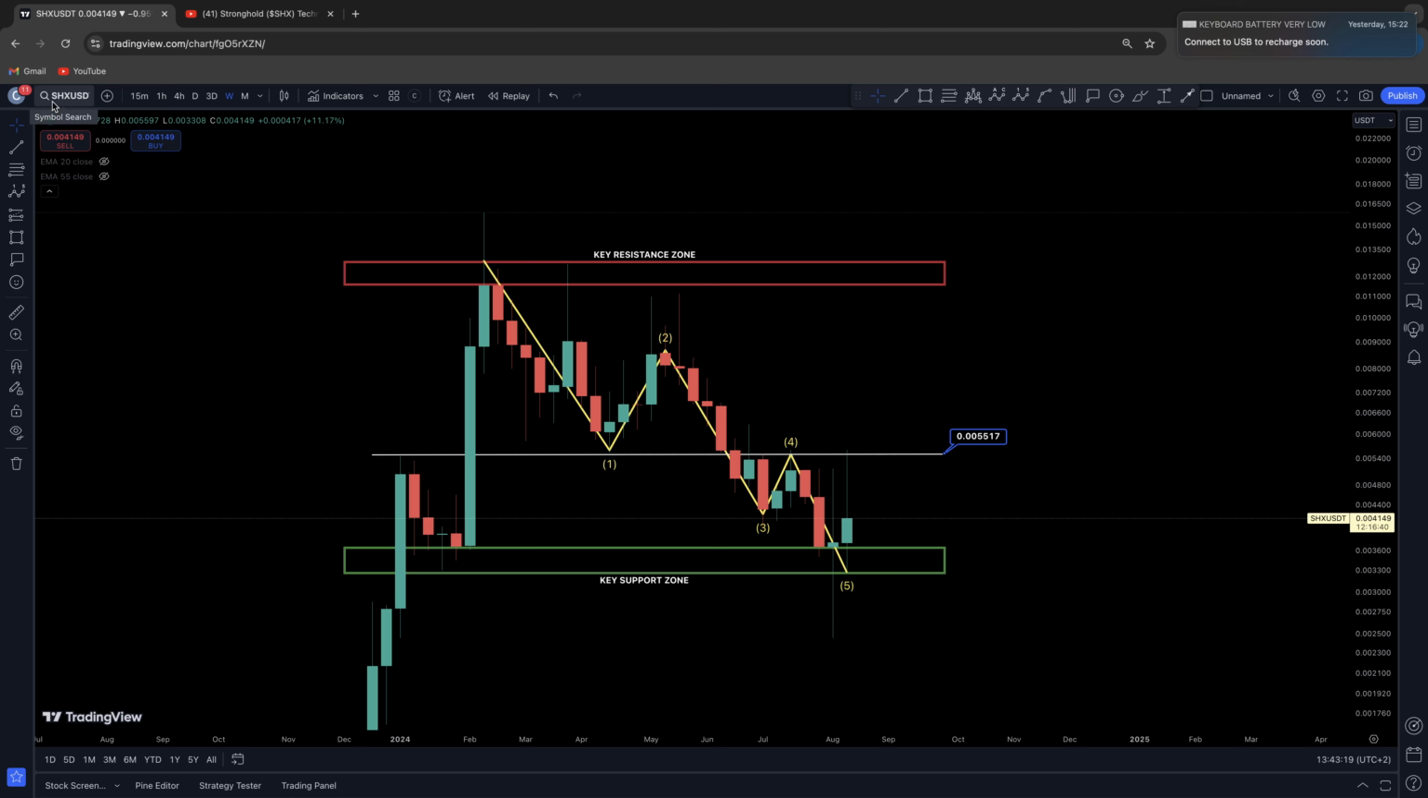Today we will be discussing Stronghold. The ticker is SHX against the USDT on the weekly time frame.